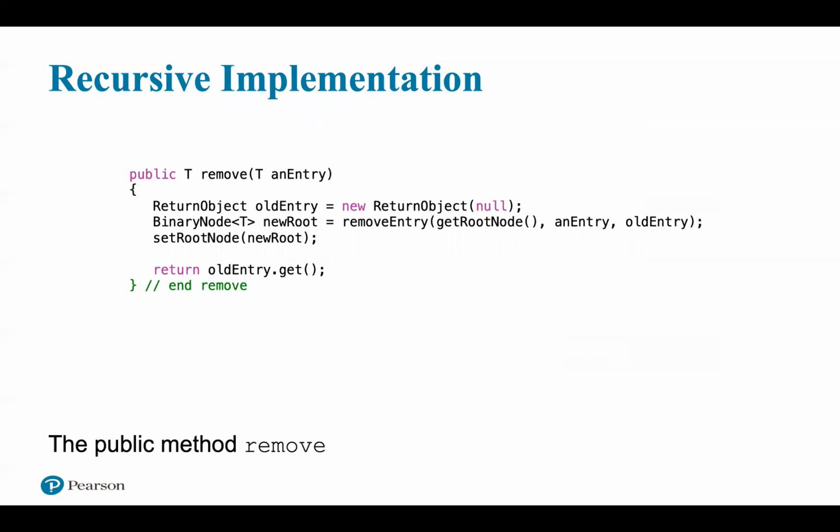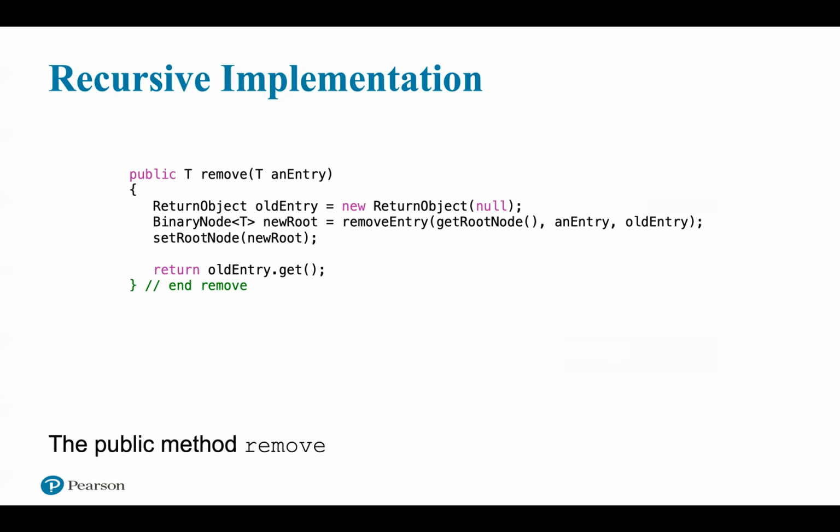We have several details to consider before implementing the previous algorithm. The public method remove should have only one parameter, an entry. Just as the method add calls the private recursive method addEntry, remove will call a private recursive method removeEntry. As we mentioned in segment 26.8, we will pass the root of the tree instead of the tree itself to removeEntry.